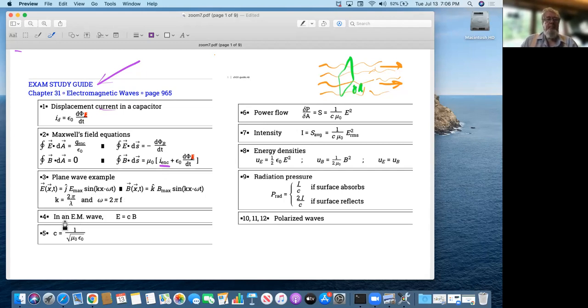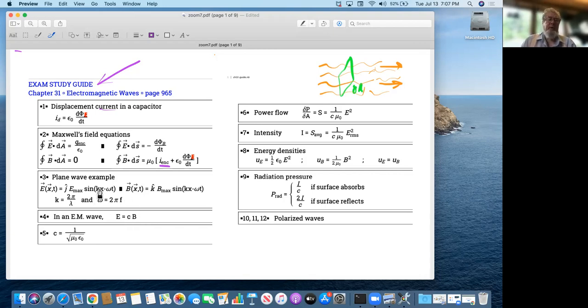The field equations require, in an electromagnetic wave, the electric field is C times the magnetic field. This implies that the electric field energy density and the magnetic field energy density are in fact equal. Of course, E can't be equal to B because they don't have the same units. E is equal to C times B, where C is the speed of light in vacuum.